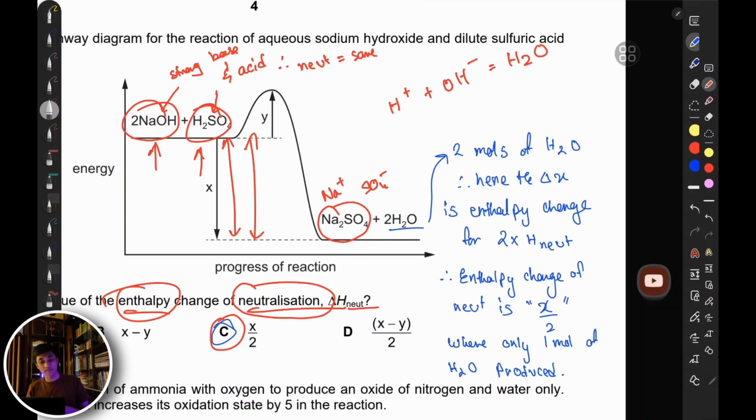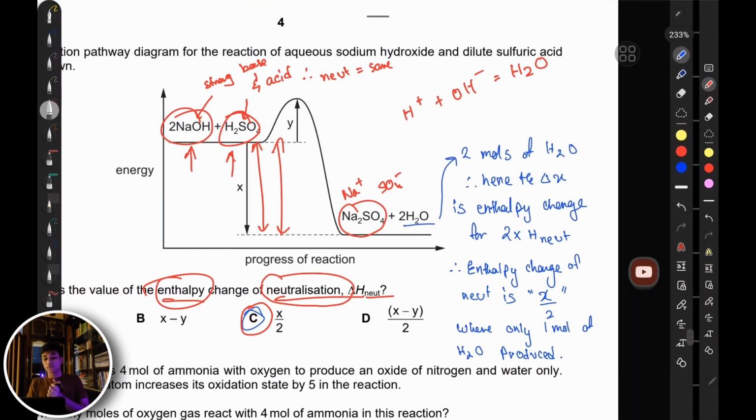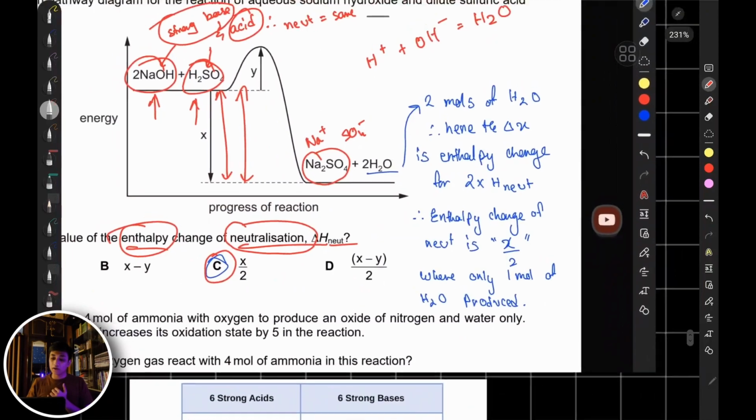They are already aqueous. Now, the other important thing is, for all neutralization reactions where a strong base and a strong acid are reacting, the enthalpy change of neutralization is the same. It's around 57 or 53 kilojoule per mole. Why?